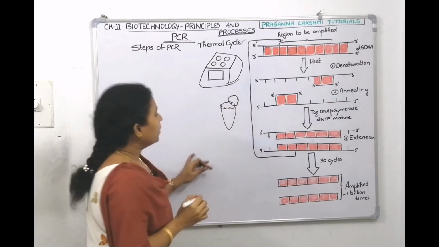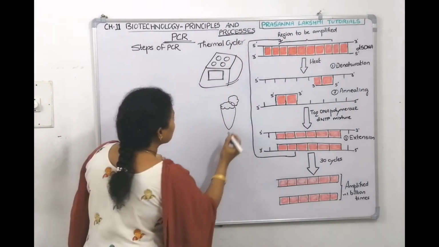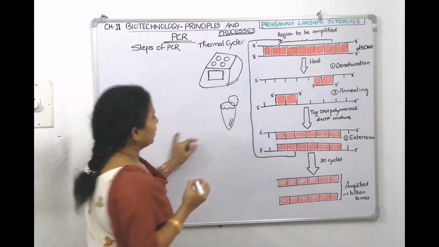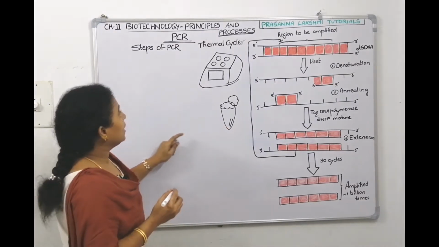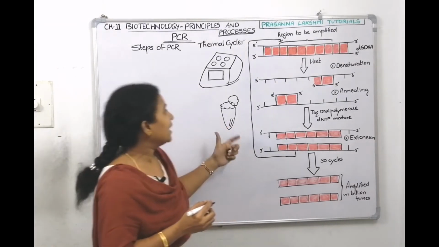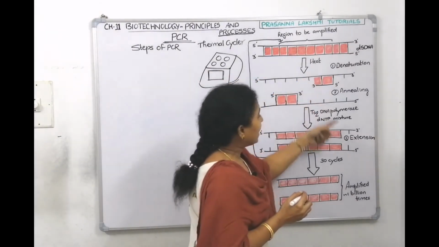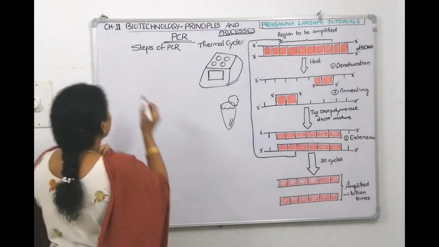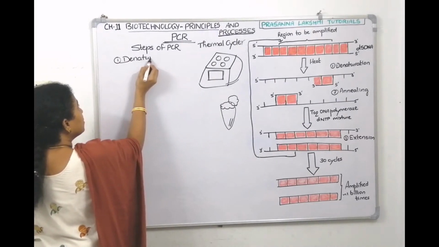Take an Eppendorf tube. In the Eppendorf tube, take the DNA. The first step is you are adding the DNA. So, when you are adding the DNA, then what should happen inside? I wrote here: denaturation, annealing, extension. There are 3 steps. The first step is denaturation.